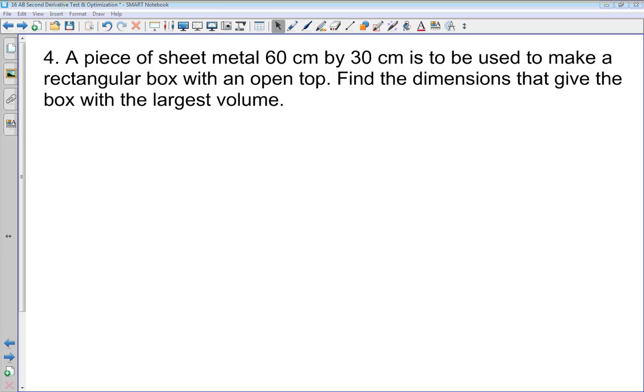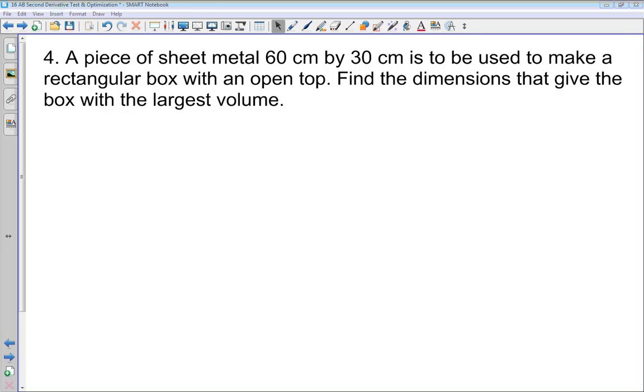So in this example, we're told that we have a piece of sheet metal which is 60 centimeters by 30 centimeters, and it's to be used to make a rectangular box with an open top. Find the dimensions that give the box with the largest volume.